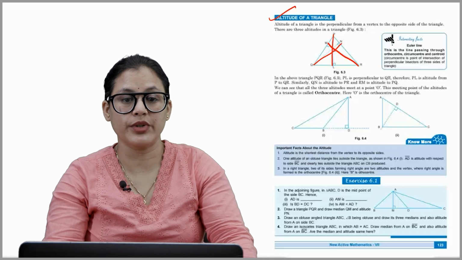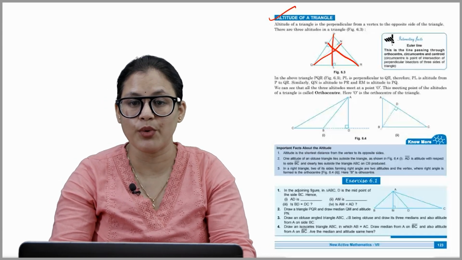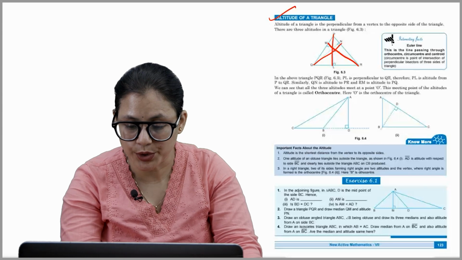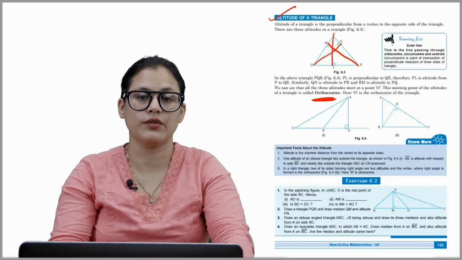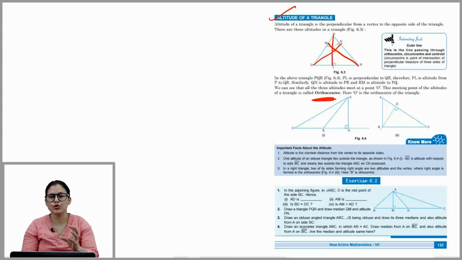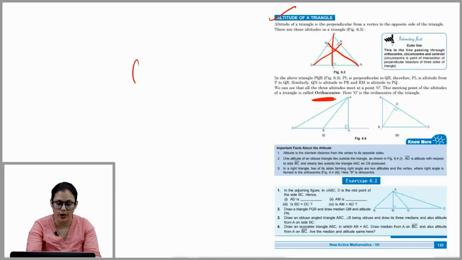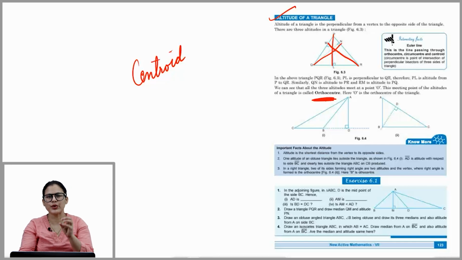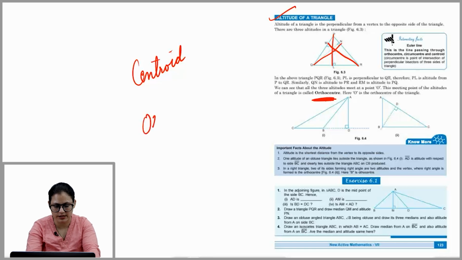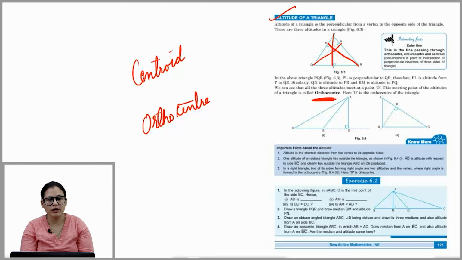So, we can see that all the 3 altitudes meet at a point O. This meeting point of the altitudes of a triangle is called orthocenter. Here O is the orthocenter of the triangle. Students, now we have learnt 2 new terms. One is a centroid, the point at which 3 medians meet in a triangle. And next term is orthocenter, the point where the 3 altitudes of a triangle meet. So here this point O is the orthocenter.